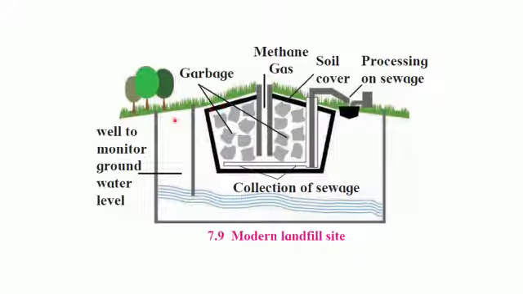Soil cover is given to it, and processing of sewage is done before it is added to the well. So sewage is also added here in the landfill, but it is first treated and then it is added. So this is how the conversion of degradable waste material is done so as to obtain compost as well as methane gas. So this is one way in which microbes are useful in preventing the pollution that may cause harm to the environment.